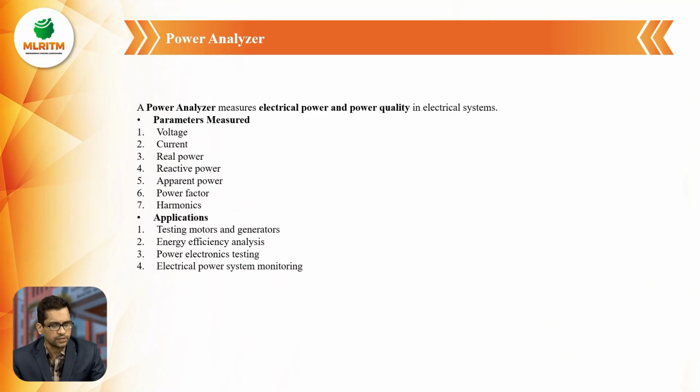The other most important signal analyzer is the power analyzer. As the name itself shows, it will measure the power of the electrical quantity or electrical signals in the form of frequency and power calculations. For power analysis, we can mainly calculate voltage, current, real power, apparent power, power factor, and harmonics. These are the different power parameters we can measure with power analyzers.